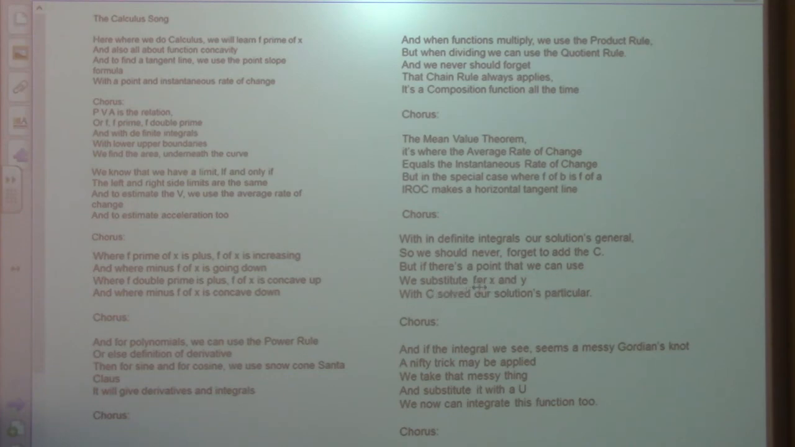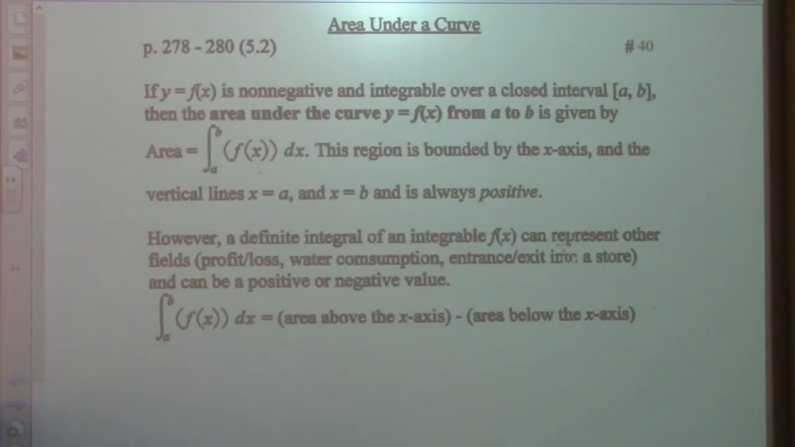But if there's a point that we can use, we substitute for x and y. With C solved, our solutions are particular. They're like too many syllables for the song, but that's what it is, right? And that's what we did. But here, what you're doing is you're actually given the boundaries.